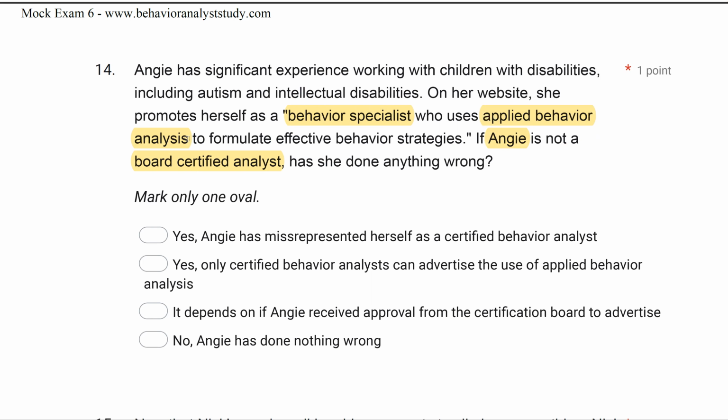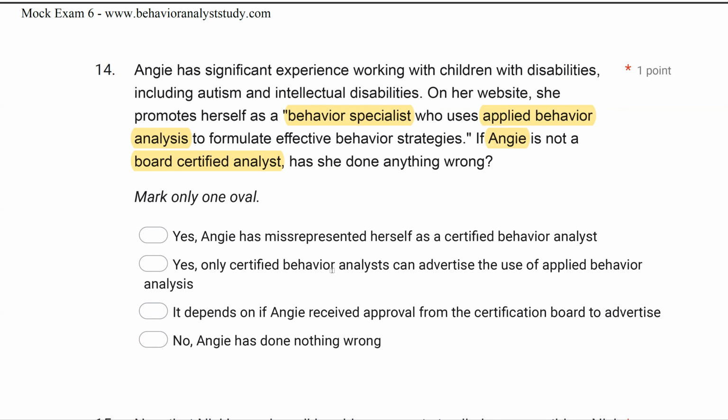We know she has significant experience, but Angie is not necessarily misrepresenting herself, and she's not necessarily doing anything wrong. So has she done anything wrong? A, yes, Angie has misrepresented herself as a certified behavior analyst. She's not. She never said she was a BCBA. She never said she was certified, licensed, any of those things.